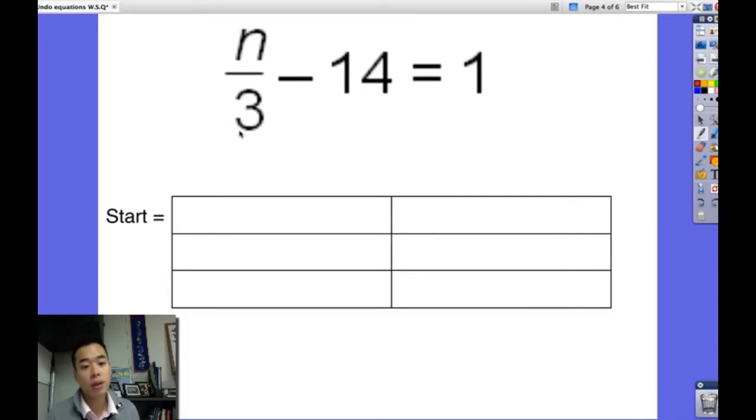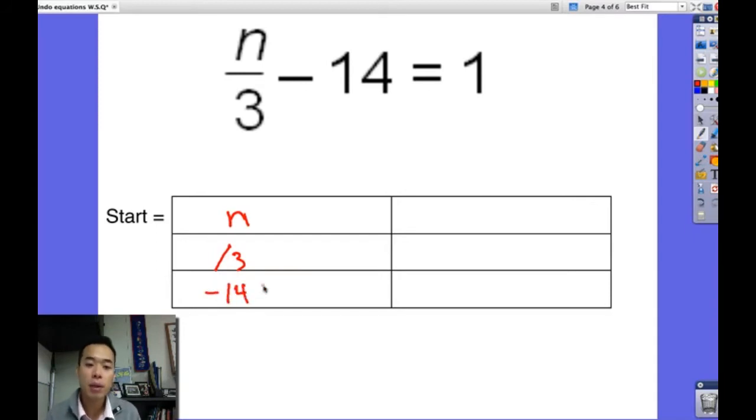So the first thing we're going to do is, I already built a table for you. I already started it in. That's my first number. And then the next step is going to be dividing by 3. After that, it's going to be subtracting 14.